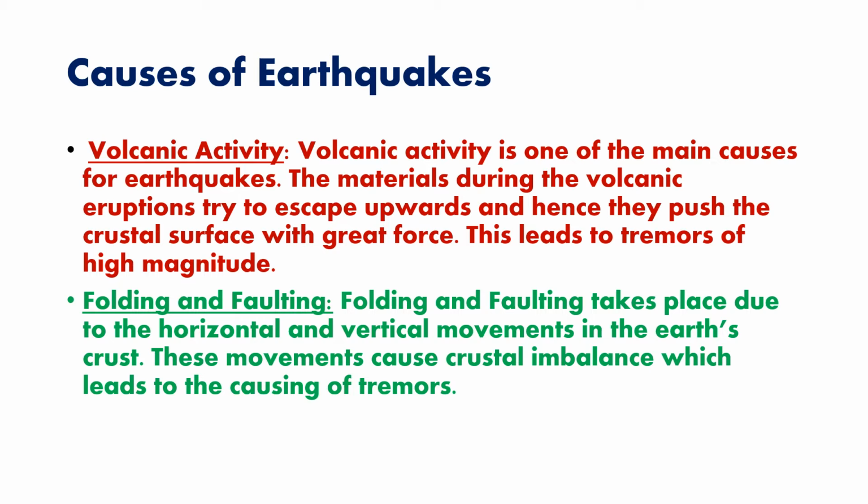Folding and faulting. A fold is formed when two pieces of the crust collide and the central portion breaks into a fold. Now what is faulting? Faulting means when the crust starts cracking or breaking. Folding and faulting take place due to the horizontal and vertical movements in the Earth's crust. These movements cause crustal imbalance, which leads to tremors.